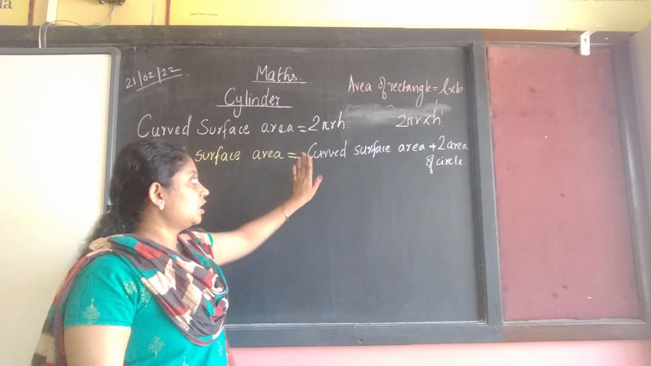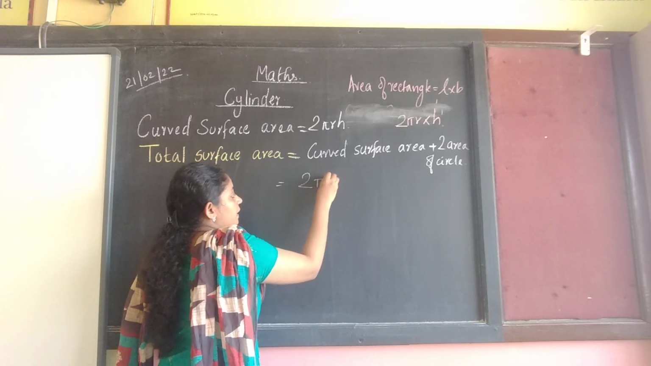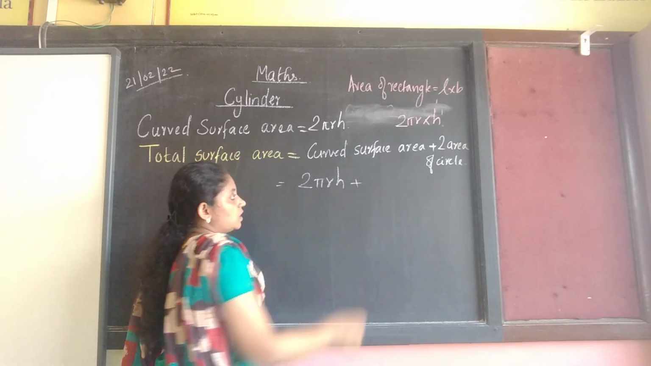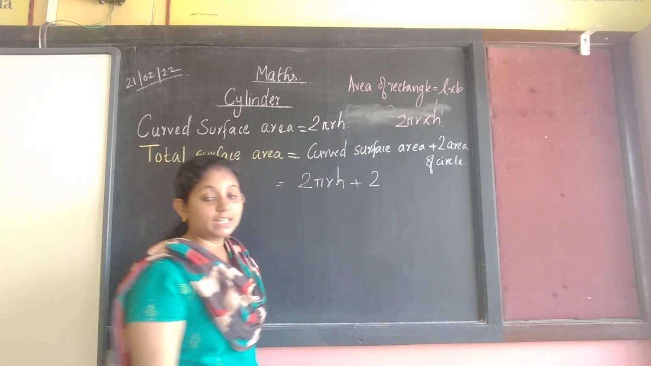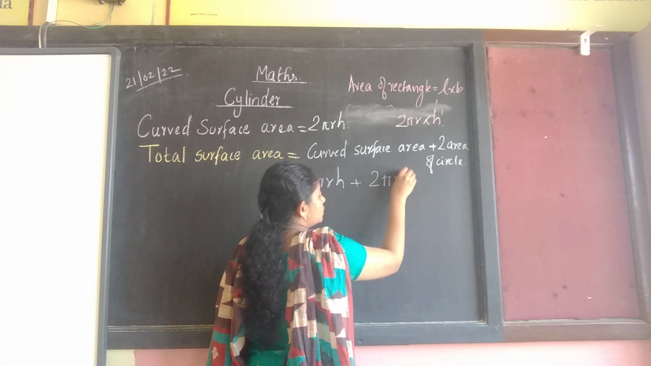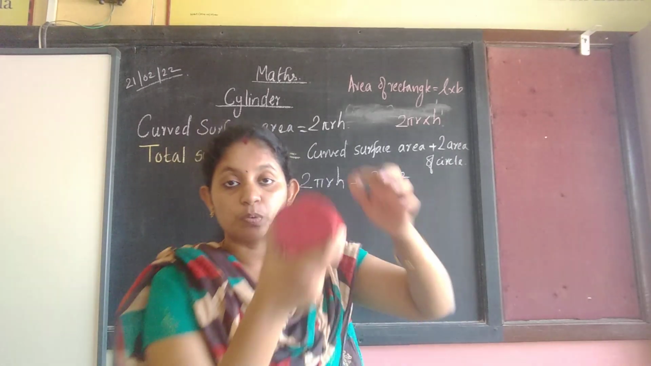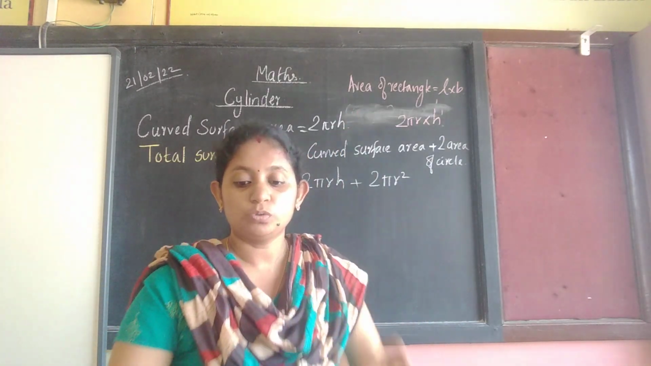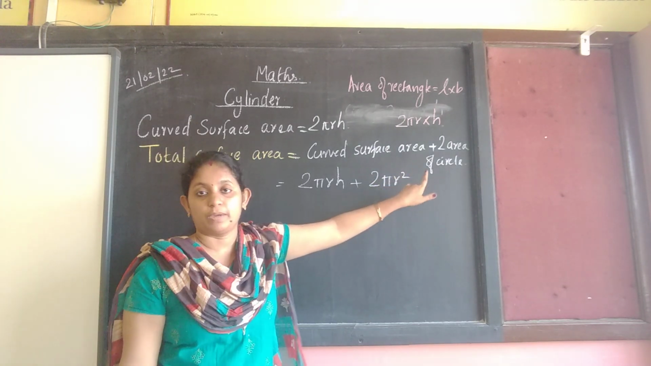Curved surface area formula is what? 2 pi r h. Area of circle 2 times. What is area of circle? Pi r square. So 2 times pi r square. From where did I get this 2? Because 2 circles are there, 1, 2. So 2 times the area of circle formula we are going to apply. So 2 times pi r square.